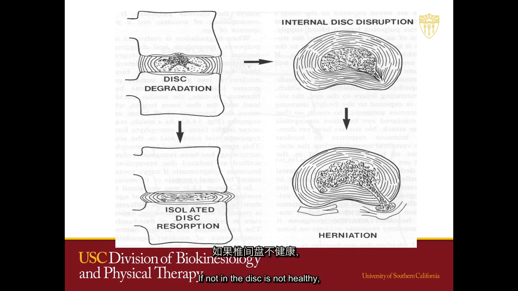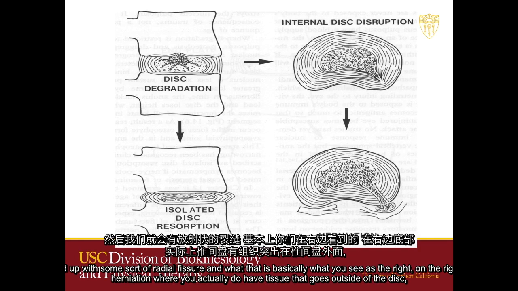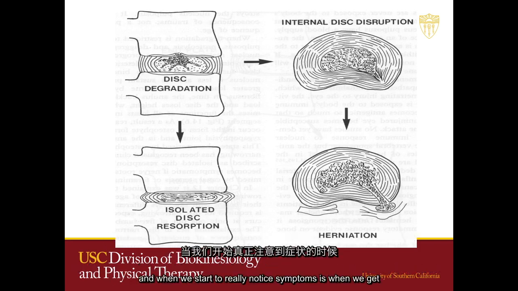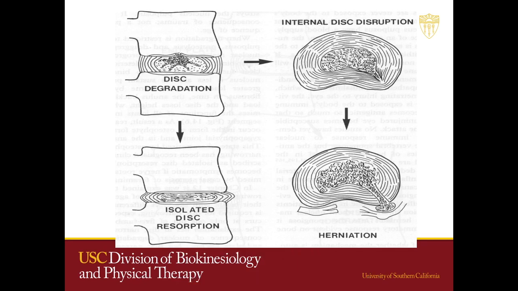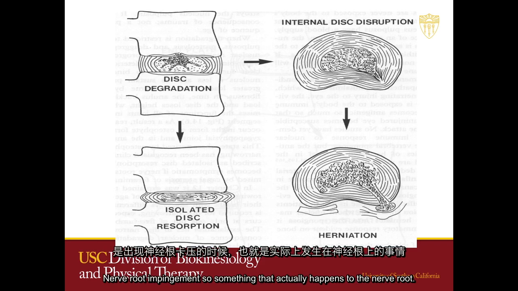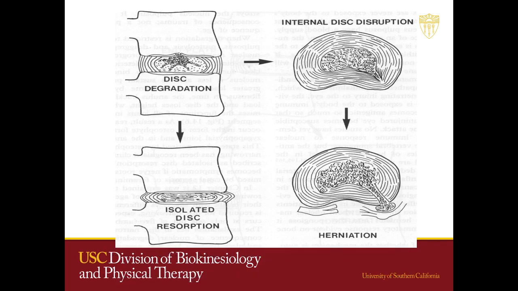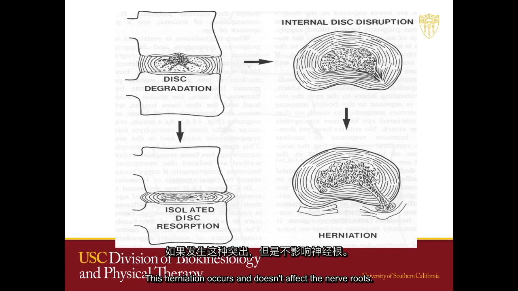If not, and the disc is not healthy, or there's issues with the tissue around the disc, then we can end up with some sort of radial fissure. What you see on the right side, bottom, is a herniation, where you actually do have tissue that goes outside of the disc. We really start to notice symptoms when we get nerve root impingement, so something that actually happens to the nerve root. If this herniation occurs and doesn't affect the nerve root, then we end up with what's called referred pain.